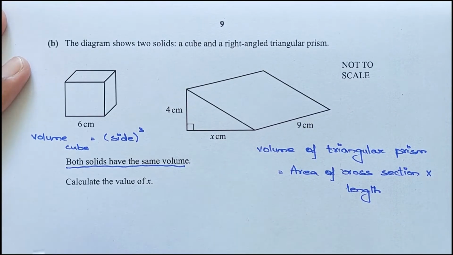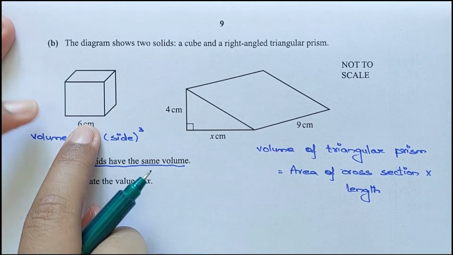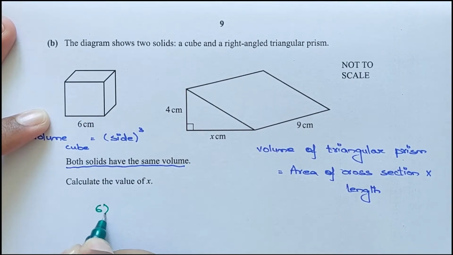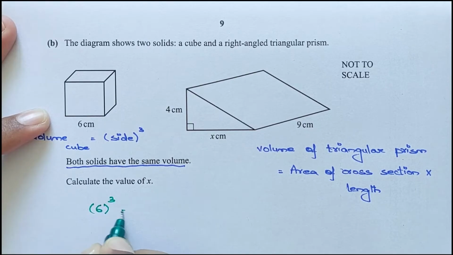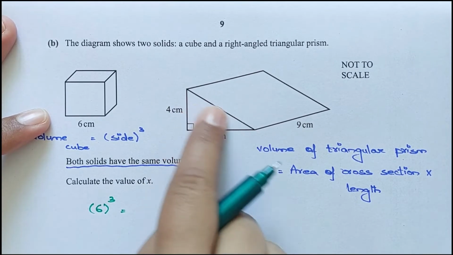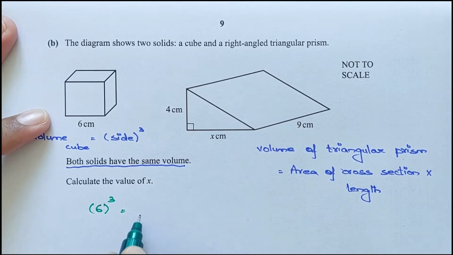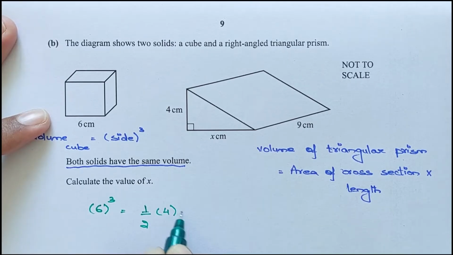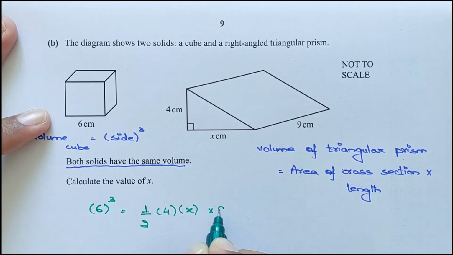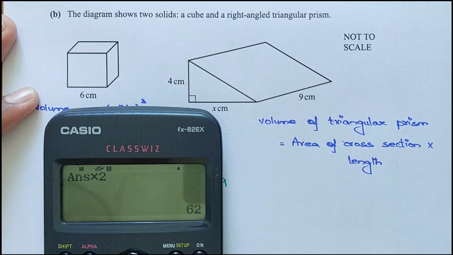Let me plug the formulas in on both. We are given that both solids have the same volume. So the volume of the cube is 6 cubed. This is equal to the volume of the right angle triangular prism, which is the area of the cross section times the length. The cross section is a right angle triangle. The area of a right angle triangle is half base times height. Base is 4, height is x, multiplied by the length, which is 9. Let me solve for x. So what is 6 cubed?